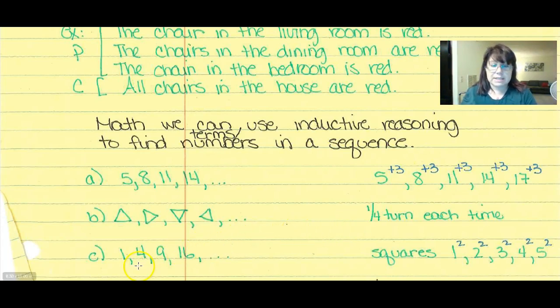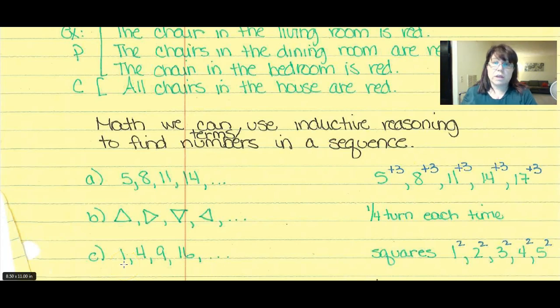And our third example is 1, 4, 9, 6. Sometimes it's a little bit harder to figure out what the pattern is. Now, from 1 to 4, I added 3. From 4 to 9, I added 9. From 9 to 6, I added 7. Am I just adding all the odd numbers? Well, maybe. Maybe that is the pattern. But there's another pattern there.